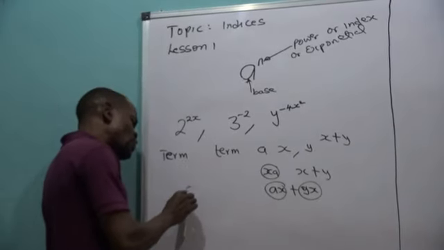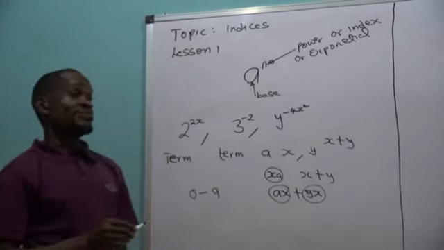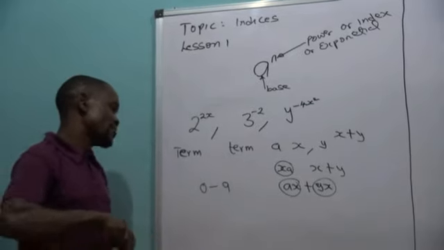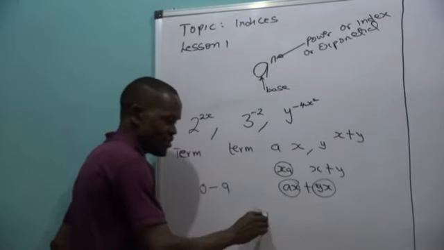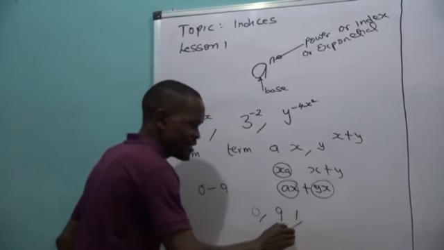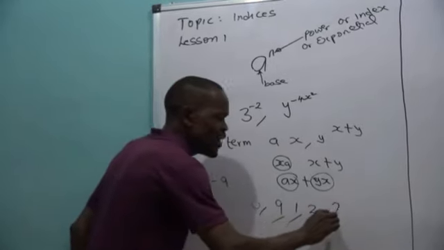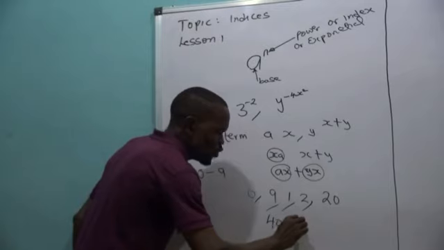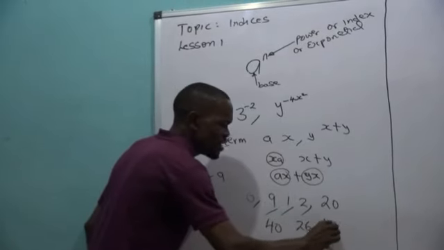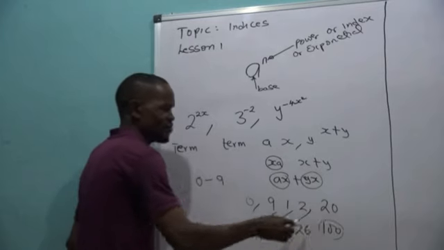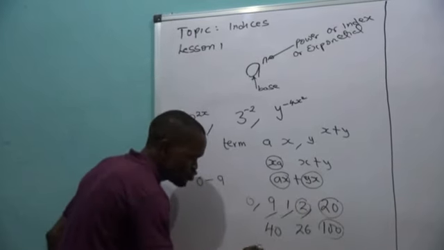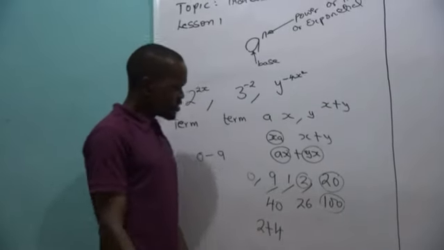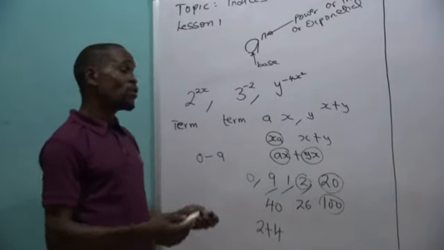Then 0 to 9 is also a term. If I write 0, it is a term. If I write 9, it is a term. If I write 1, it is a term. If I write 2, 20, 40, 26, or 100, each is one term. If I write 2 plus 4, this is a term, and this is a term. How many terms are here? Two. Therefore, we have known our numbers as terms.